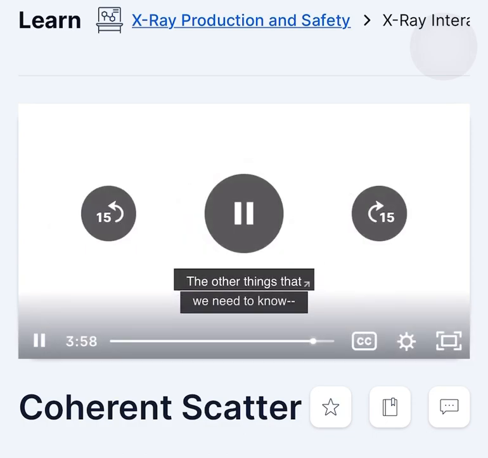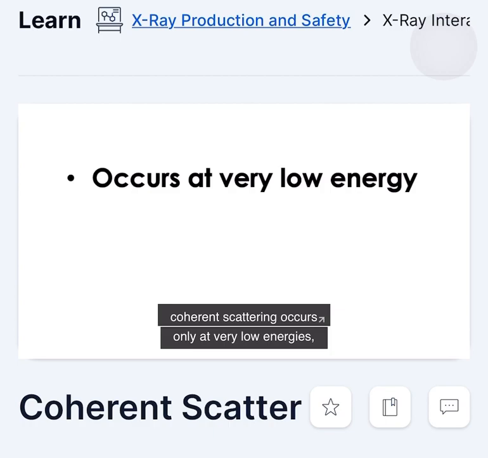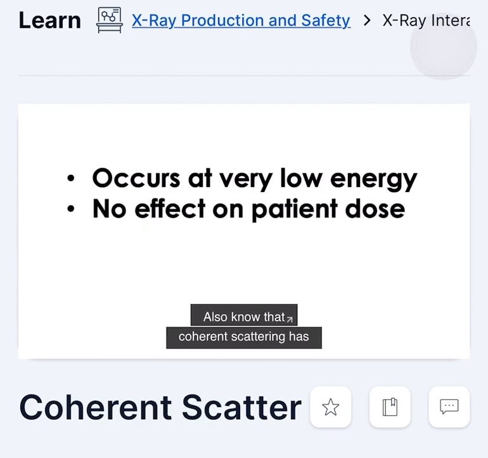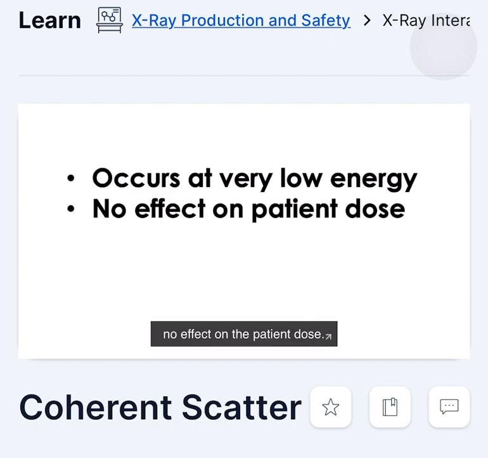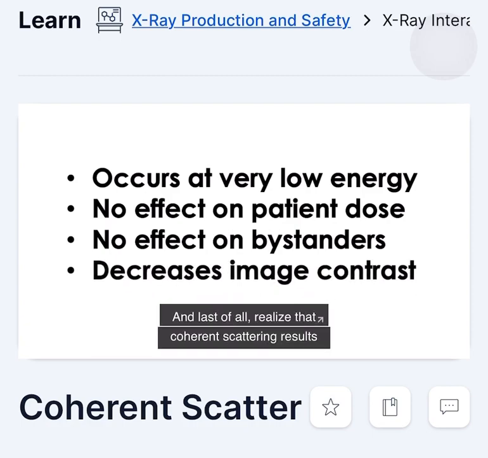The other things that we need to know: coherent scattering occurs only at very low energies, and it's not very likely to happen. Also know that coherent scattering has no effect on the patient dose. It also has no effect on bystanders like the radiographer, and last of all, realize that coherent scattering results in a very small decrease in the image contrast.